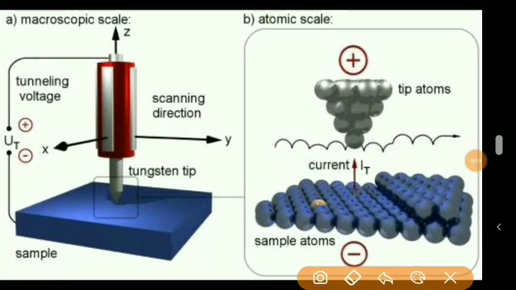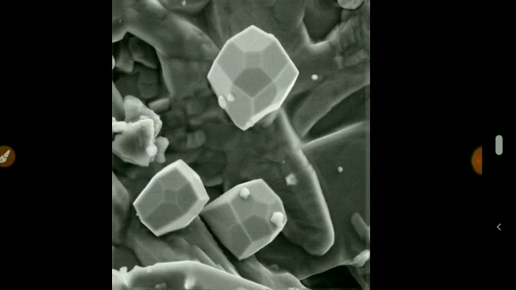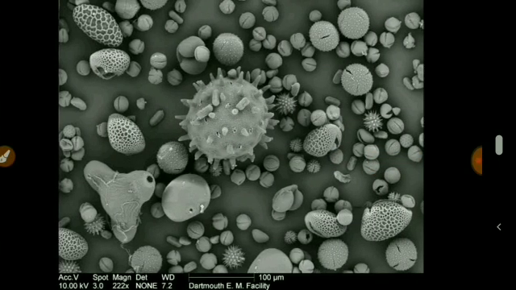In this image also you can see a scanning tunneling microscope which resolves atoms or molecules with very high resolution. The resolution with the help of this microscope is much better than the electron microscope, and so even defects in a material can be detected. Here you can see an image of very small particles taken by this scanning tunneling microscope. Even this image you can see was taken by such microscopes.